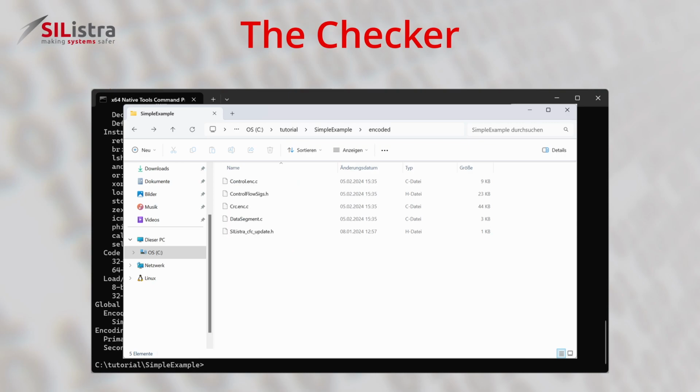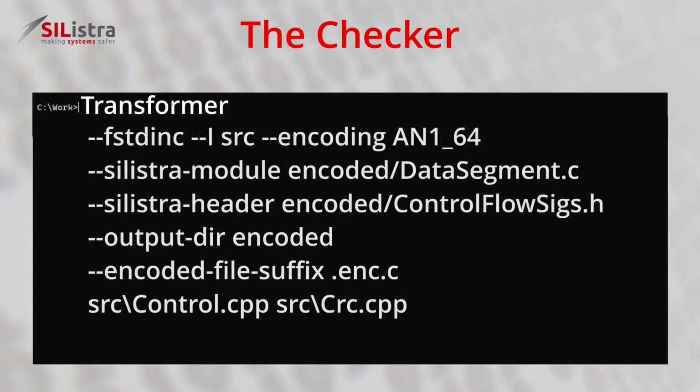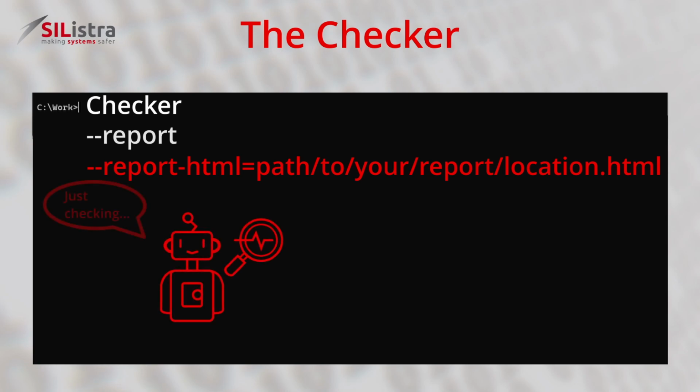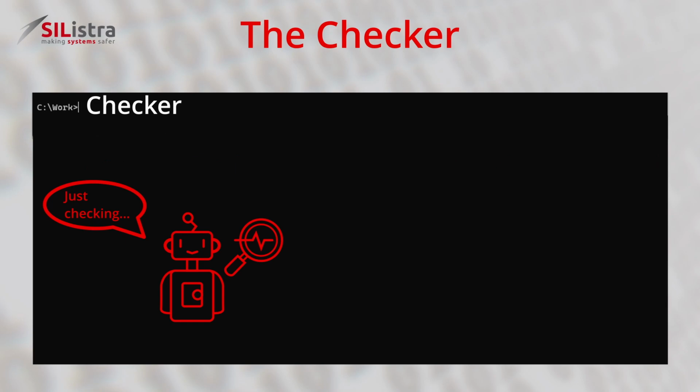In order to execute the checker, you have to use the same flags as you already used for the transformer. However, the checker has some additional flags you might find useful. The most important ones probably being report and HTML report. If they are specified, both will generate a report with additional information of the checks executed by the checker. The former as command line output, the latter as HTML. If these are not specified, the checker will simply return a short success or failed.